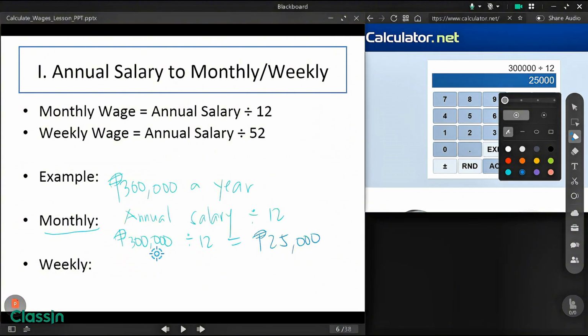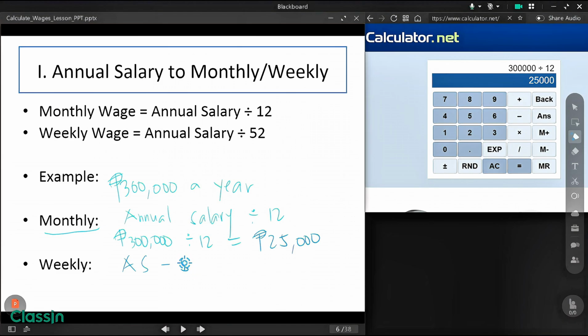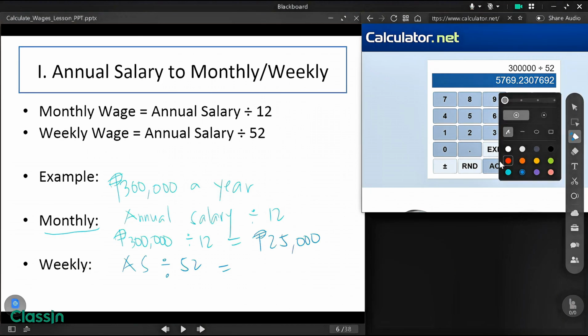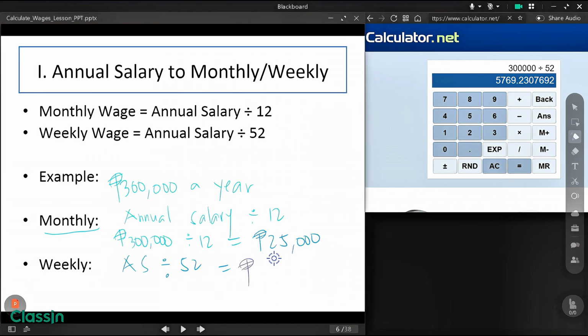So what about weekly? Again, the formula for weekly is your annual salary divided by 52. So 300,000 divided by 52. Let's round it off: 5,769.23. Okay, that's your weekly wage and monthly wage. Now let's move on.